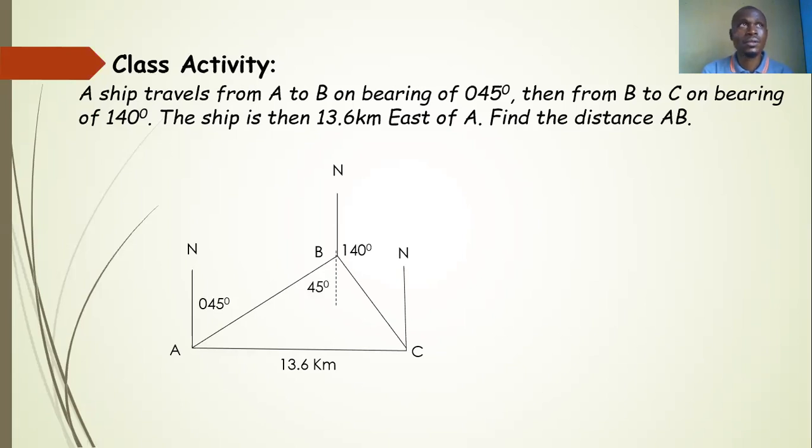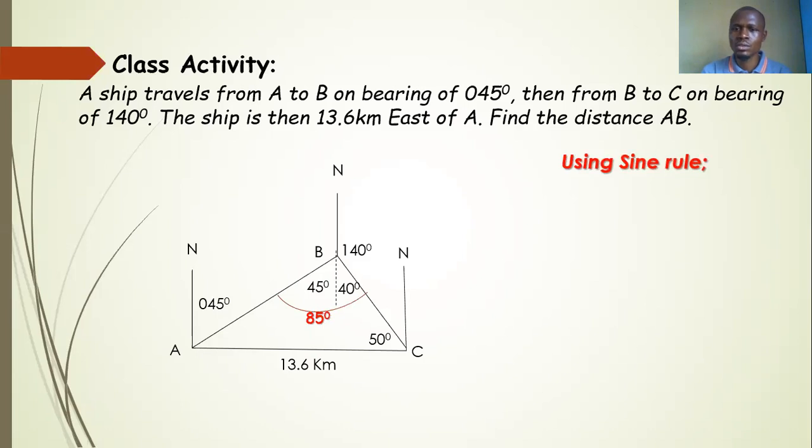So if that is 45, that will be 45 degrees. And if the angle there is 140, the remaining part will be 40 degrees. And you have here 50 degrees. These are called interior angles. If you add that together, that will give us 85 degrees. What do we need to do? We want to calculate distance AB.